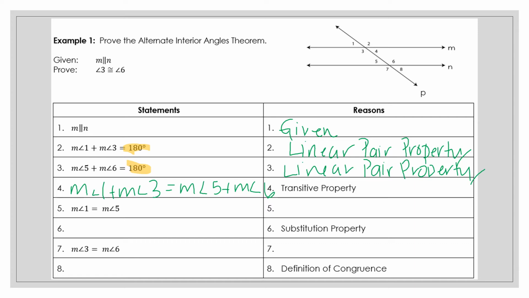For my next step, this is where, if you were doing this proof completely by yourself, you might get stuck. My next statement is that angles 1 and 5 are congruent. I look at my picture: 1 is right here, 5 is right here. I know those angles are congruent because they're corresponding, because of the corresponding angles postulate. So I am going to use that next.